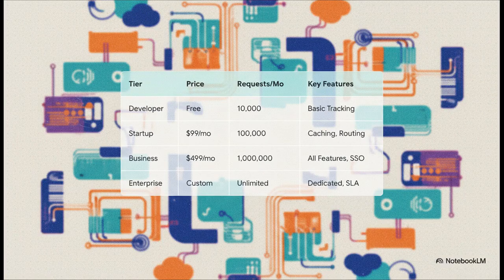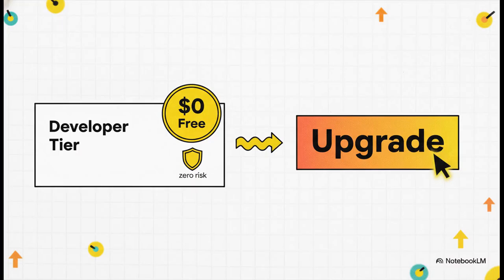FluxAI has these really simple, transparent pricing tiers. There are options for every stage you could be at, from solo developers and startups all the way to massive enterprises. But the most important one to look at is that one right at the top. You can start for free, no catch. The developer tier gives you 10,000 requests a month to just track your costs and see the potential savings for yourself. You can literally see the value in your own environment with absolutely zero risk. And then, when you're ready, you can upgrade with a single click to unlock all the good stuff, the optimization features.